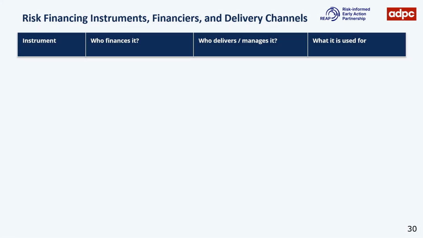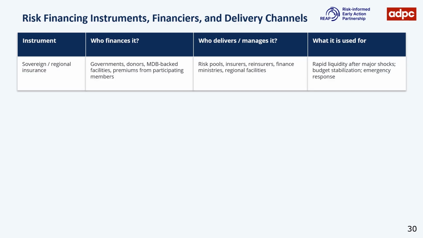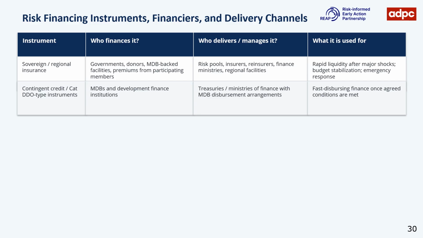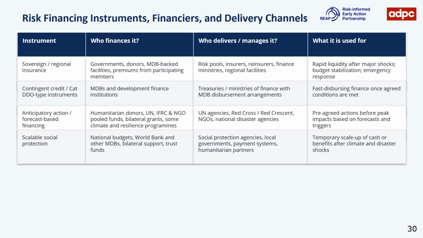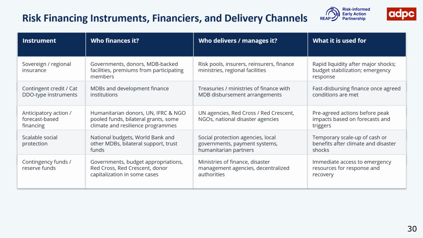This slide summarizes several risk financing instruments. Sovereign and regional insurance can provide rapid liquidity after major shocks. Contingent credit, including CAT DDO type instruments, provides fast disbursing finance once agreed conditions are met. Anticipatory action and forecast-based financing support pre-agreed actions before peak impacts. Scalable social protection allows governments to temporarily expand support to affected households. Contingency and reserve funds provide immediate resources for response and recovery.